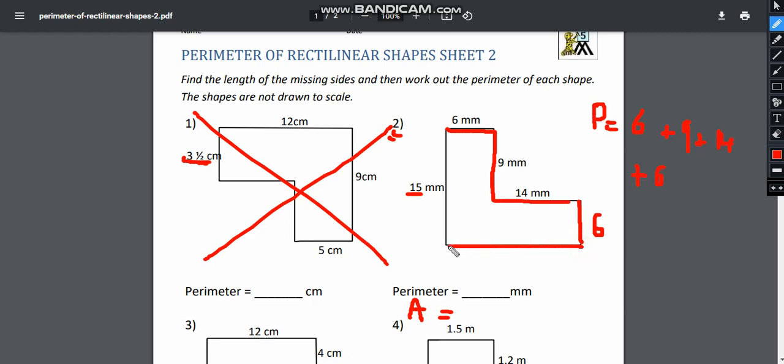Then we go with this distance here. We're not sure what this distance is, but we know that this length is the same as 6 plus 14, so that's 20. And then finally we go up here, plus 15. So the perimeter is going to be this sum here: the 6 plus the 9 plus the 14 plus the 6 plus the 20 plus the 15, which is, I need to get my calculator out actually, one second.